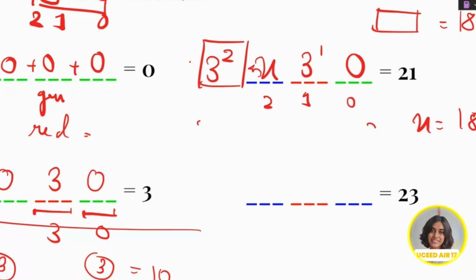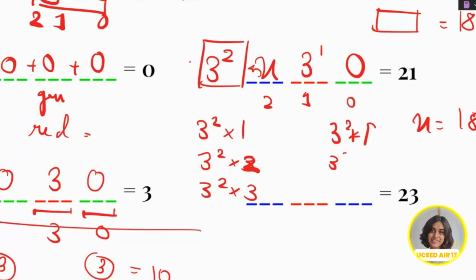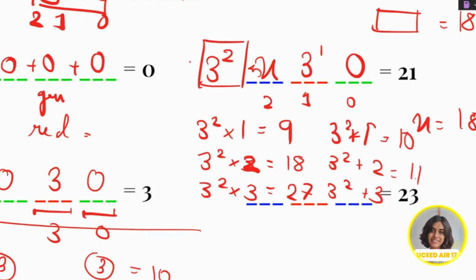So what I can do is either multiplication, or I can add plus 1, 3 raised to 2 plus 2, 3 raised to 2 plus 3. Here I'll get 9. 9 into 2, I'll get 18. And 9 threes are 27. Here I'll get 3 raised to 2, 9 plus 1, 10. 9 plus 2, 11. And here 9 plus 3, that is 12. Out of this, I'm getting the answer 18 here.